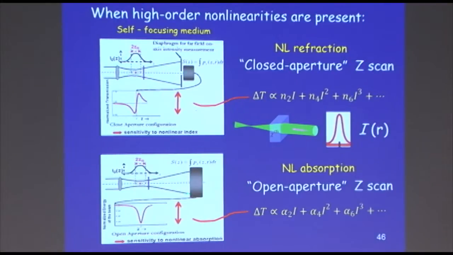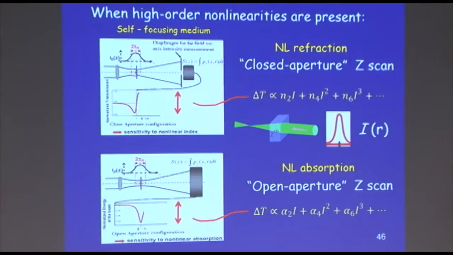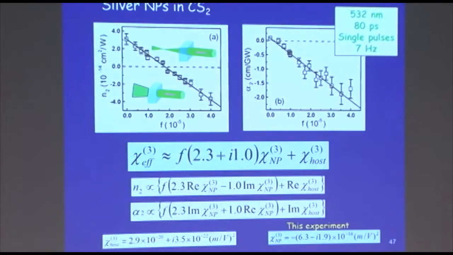If instead of doing that I collect all the light, then I measure the nonlinear transmittance of the sample. And it goes like that. Around the focus, the transmittance is smaller because more light is absorbed, so you have 2-photon absorption, 3-photon absorption, any kind of nonlinear absorption. Okay? So using this technique, I can measure n2, n4, n6, alpha 2, alpha 4, alpha 6. That's all I want to say about this technique. That's a very popular technique now.